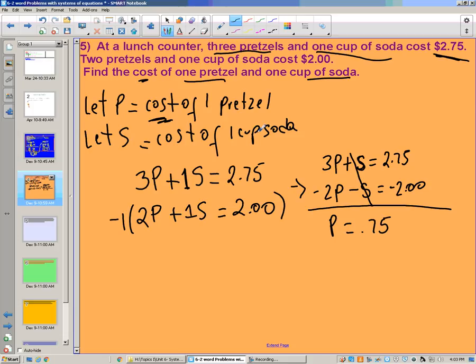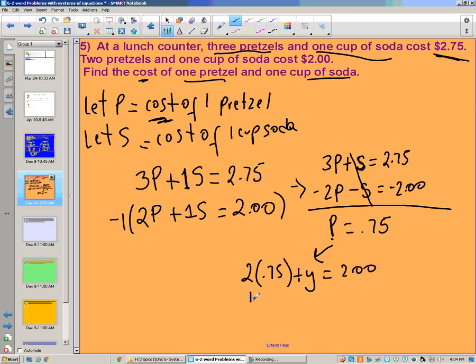How do I find the cost of 1 soda? Just like what we did before, we're going to substitute back into any equation, it doesn't matter which one, to get the cost of the soda. So go back to the original equations. How about we substitute back into this one? It doesn't really matter which one you plug it into, either the top or the bottom, it won't make a difference. So let's plug it back in. We have 2 times P, which we know is 75, plus S equals $2.